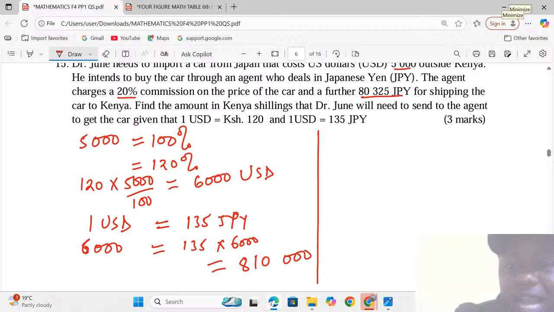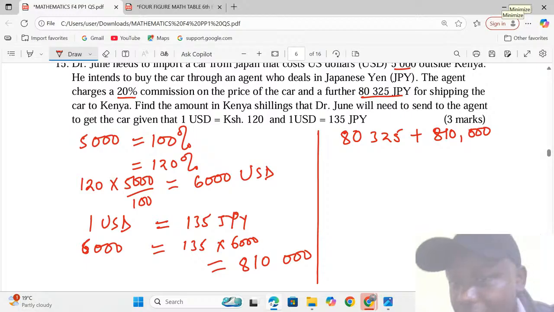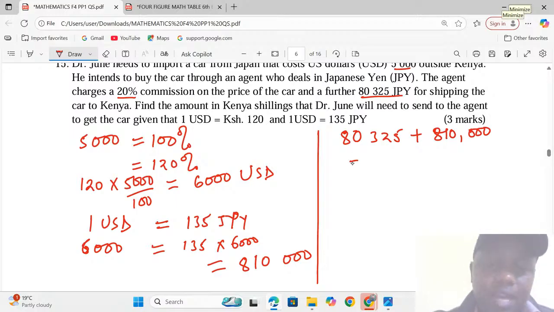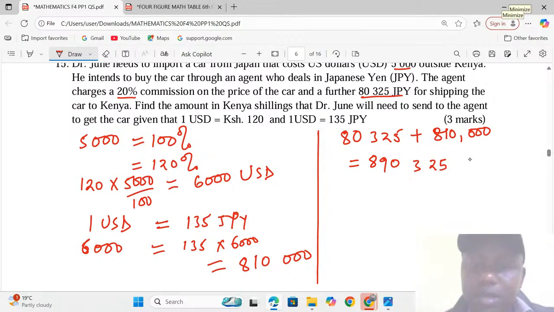Now, shipping the car to Kenya needs further 80,325 Japanese yen. We add to the cost. The cost of the car and the commission are equal to 810,000 Japanese yen. Then the shipping cost is 80,325 Japanese yen. So the total costing of this car now shall be, we add 80,325. This gives us 890,325. And this is now Japanese yen.